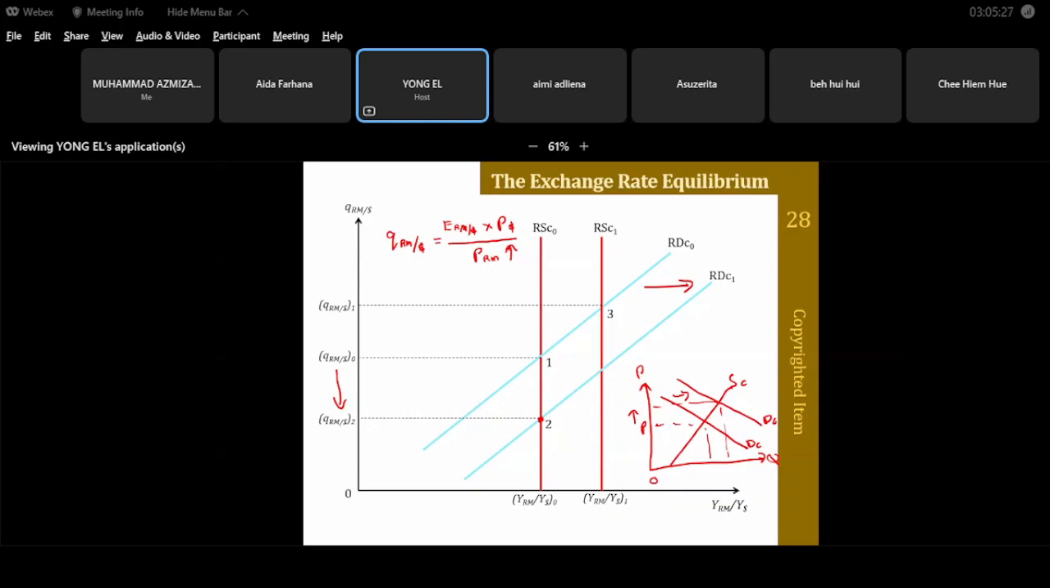And consequently, what happens is this term will become smaller, okay? And consequently, the real exchange rate becomes smaller. As you see here, the real exchange rate decreases. This movement is appreciation, okay?